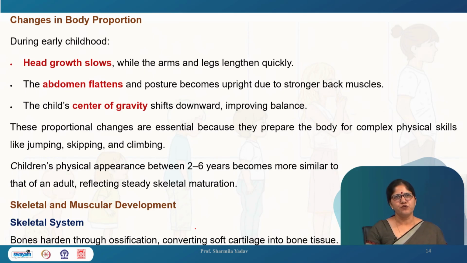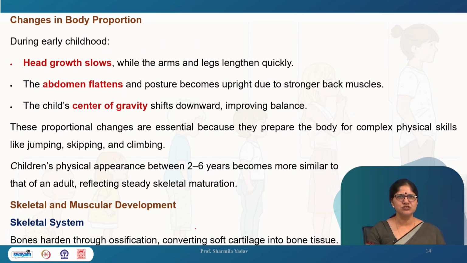Changes in body proportion. During early childhood, that is 2 to 6 years, head growth slows, while the arms and legs lengthen quickly. The abdomen flattens and posture becomes upright due to stronger back muscles. The child's center of gravity shifts downward, improving balance.